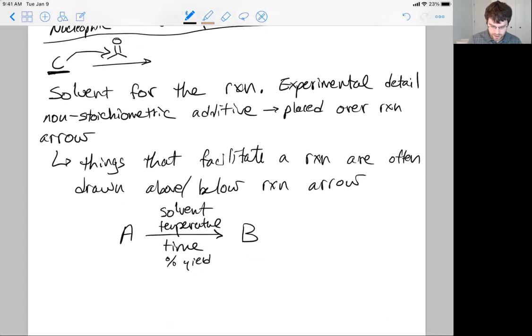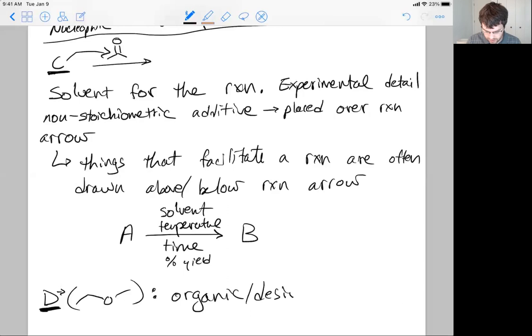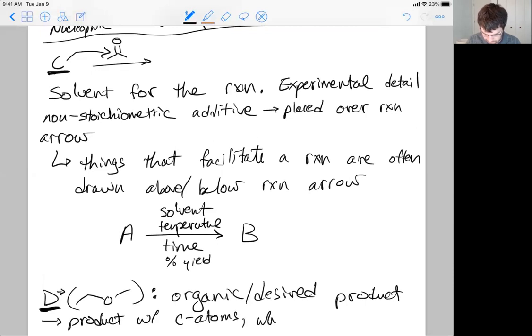Now, the next two things in the reaction that we put in our notes previously: D was this thing, and it was to the right of the arrow. I like to call this the organic desired product. So it's a product of the reaction. It's the product that we often care about. So what we care about are strong words. Do we not care about the other thing? No, that's not always true.